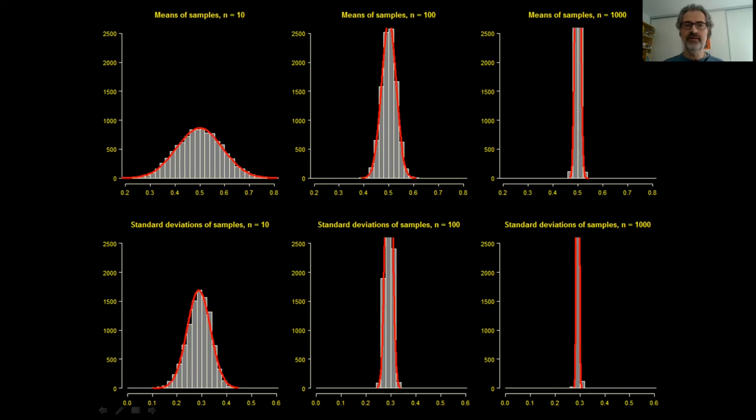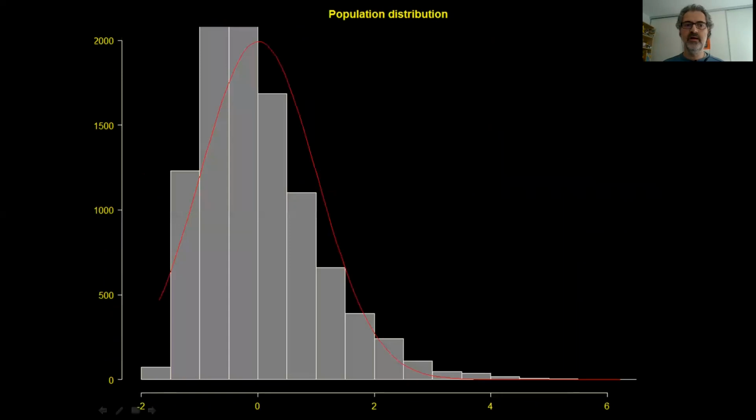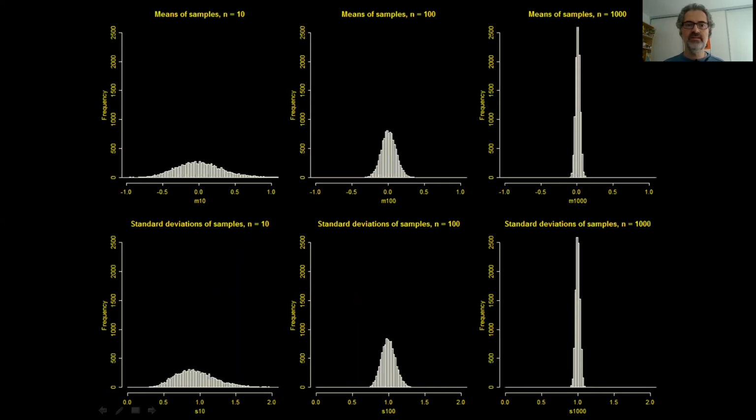Let's try a different population distribution. How about this skewed one? This is not a very good match to the normal distribution because of the right skew. Let's do the trick with 10,000 samples from each of the three sizes, 10, 100, and 1,000. Here are the sampling distributions for means on the top and standard deviations on the bottom.